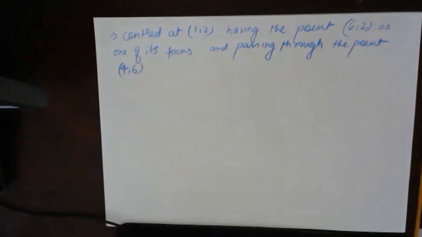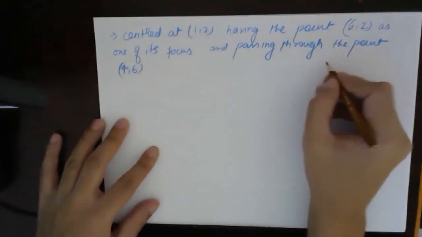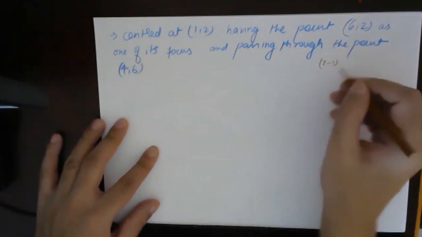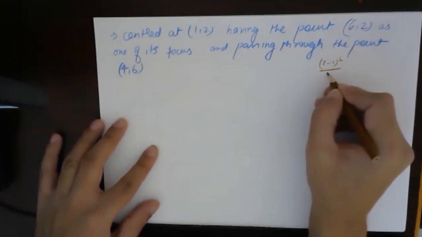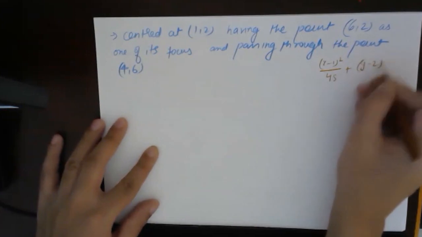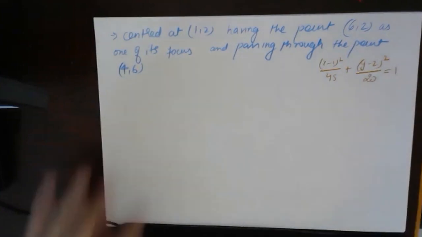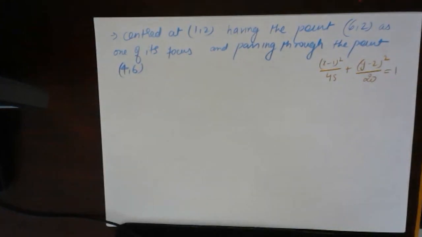Okay, let's try to solve this one. Anybody's got the answer? I will write the answer as (x minus 1) whole square upon 45 plus (y minus 2) whole square upon 20 is equal to 1. You should get something like this. Anybody getting this?